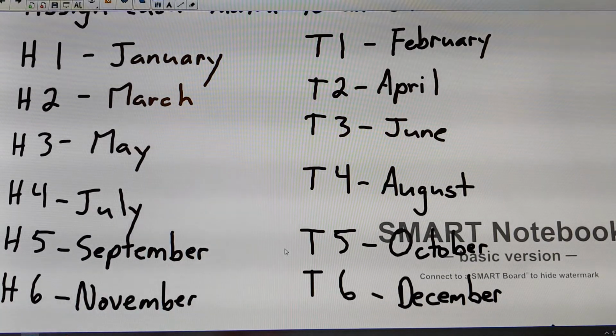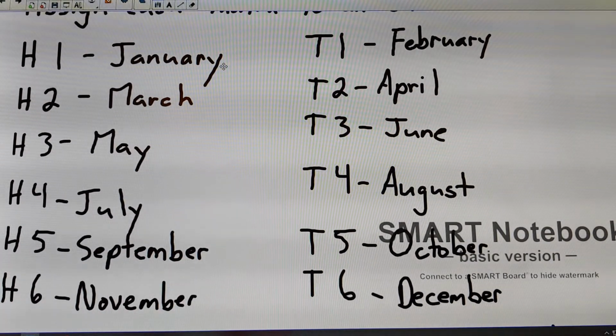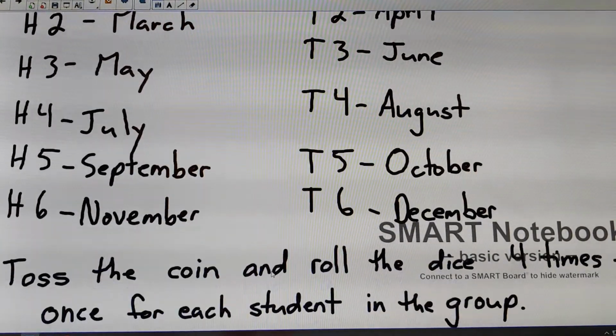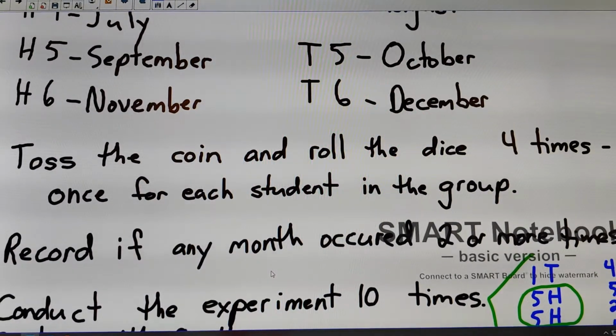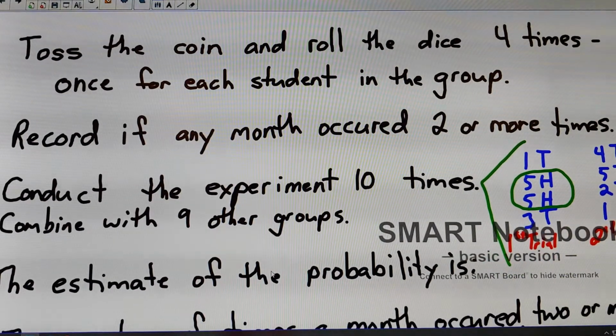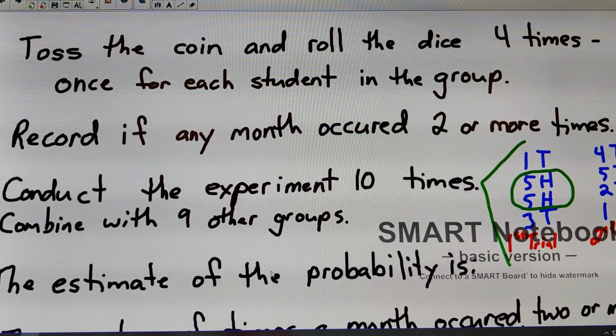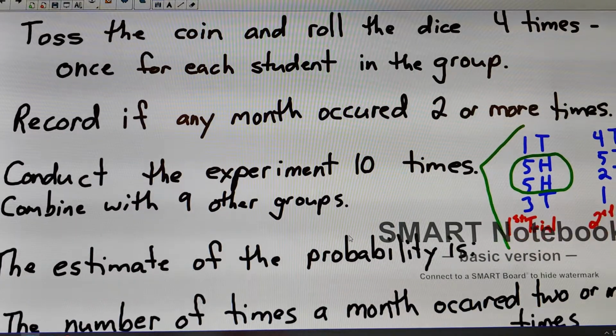And they say assign each month to an outcome. So we can see heads in 1 will be January, tails in 1 February, all the way through. Okay? So they say toss the coin and roll the dice 4 times, once for each student in the group. Record if any month occurred 2 or more times. Conduct the experiment 10 times, combine it with 9 other groups.